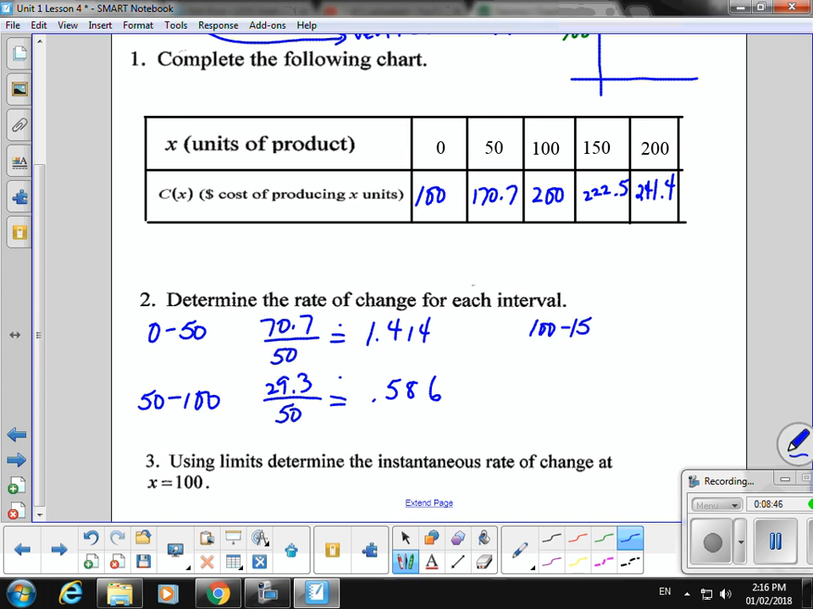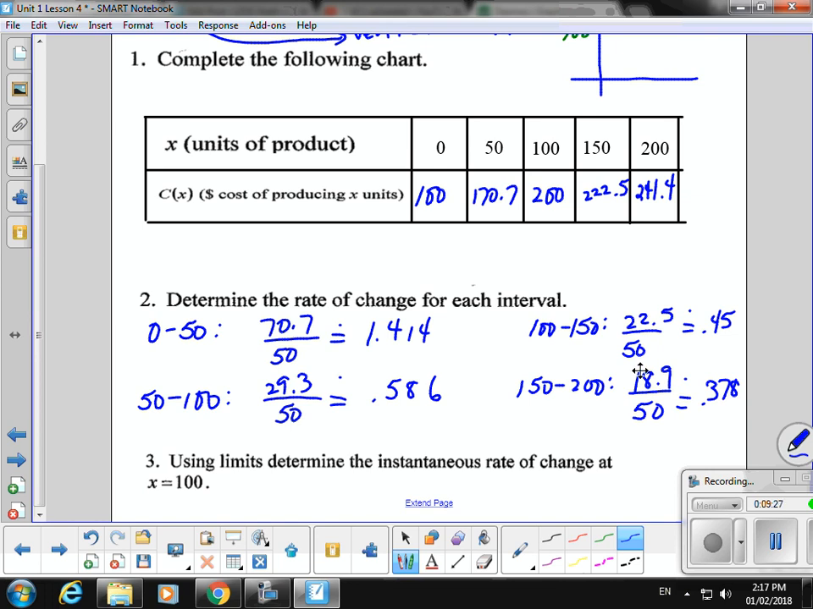So things are changing. In the interval 100 to 150, my change is 22.5 in 50, which is approximately $0.45 per unit. And in the last interval, 150 to 200, I have a change of 18.9, over 50, which is approximately 0.378. So we see that the difference in the interval is getting smaller and smaller.